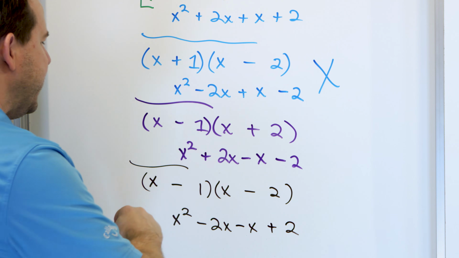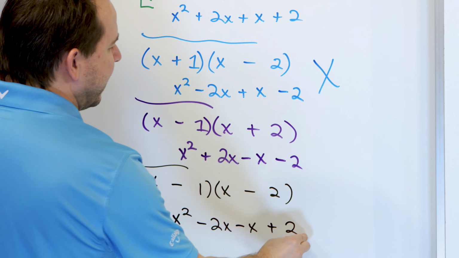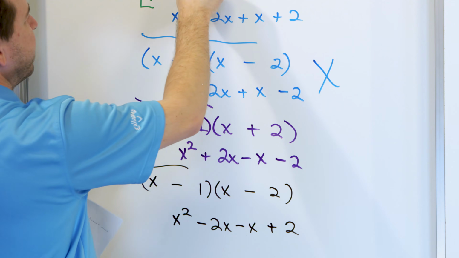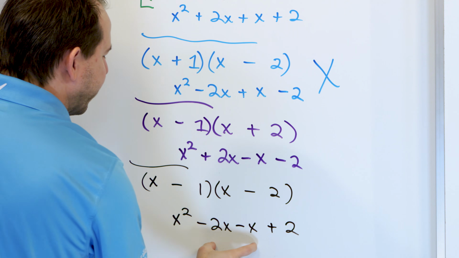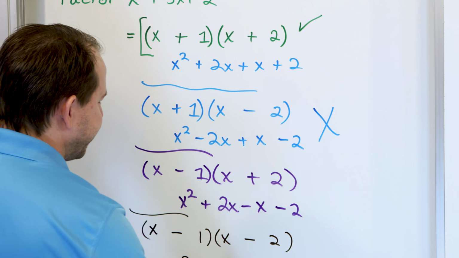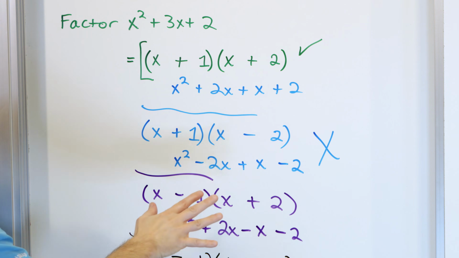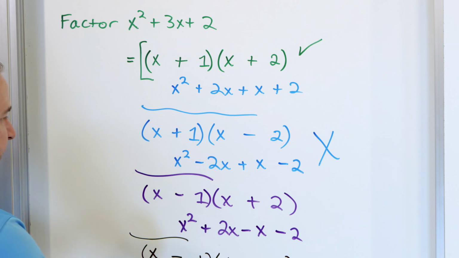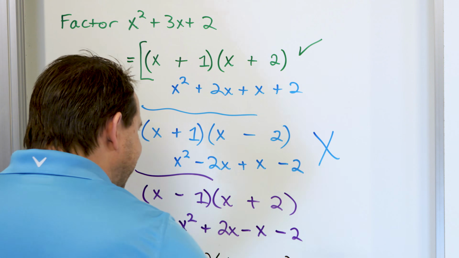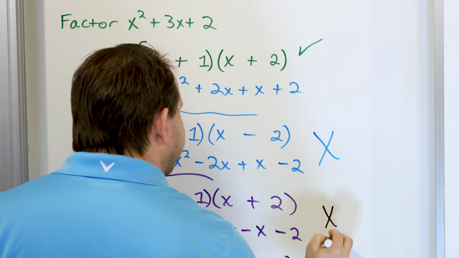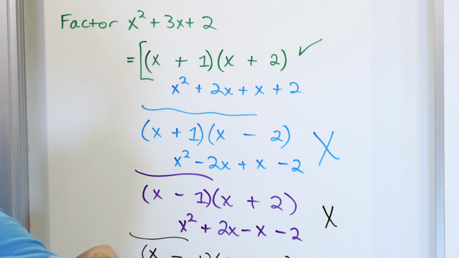Now this one is actually a lot closer. The positive 2 here does match the positive 2 here, but the inner terms is going to add up to negative 3x. Negative 3x is not what I started with, so it's not correct. So these signs here are incorrect. So you can see that this one was incorrect, this was incorrect, and also this one was incorrect.